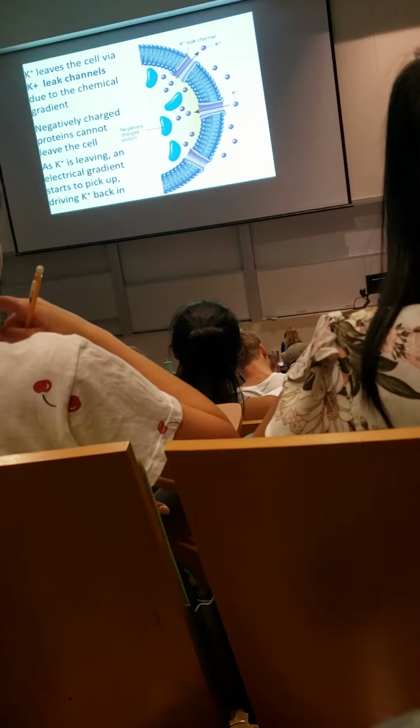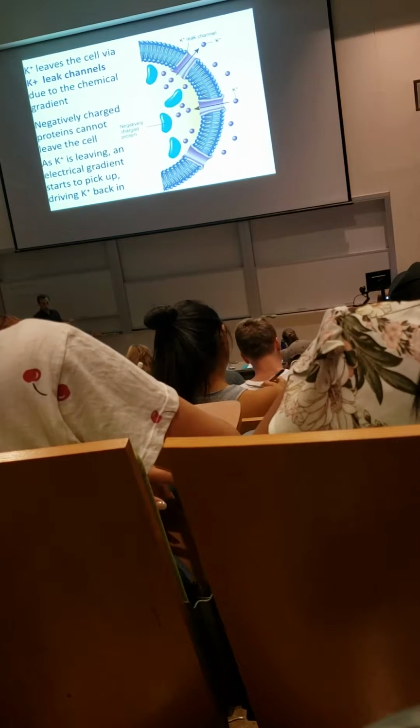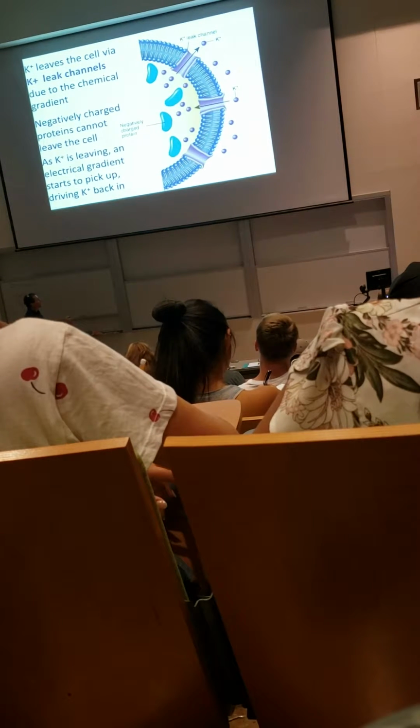And the more potassium leaves to solve the chemical gradient, to equalize everything, the greater and greater electrical gradient we are building. Negatively charged proteins cannot leave the cell, and that would balance everything, but they cannot. You don't have the leak channels. So potassium is leaving, and the electrical gradient starts to pick up. That gradient is now telling potassium, come back home, there's a mess here. You just left to solve the chemical gradient, and we're here with an electrical problem. So ions of potassium at a given state will leave, but some will come back.